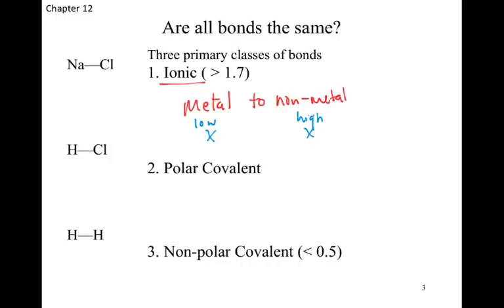We then run into an issue when we move into the polar covalent and nonpolar covalent. The issue is this: both of those are nonmetal to nonmetal bonds. How do we then classify or differentiate between the two of them? So we can add that information here. So how do we subdivide those? Well, that's going to come down to, again, our difference in electronegativities.